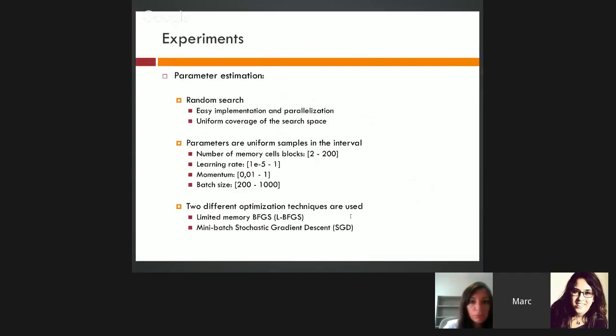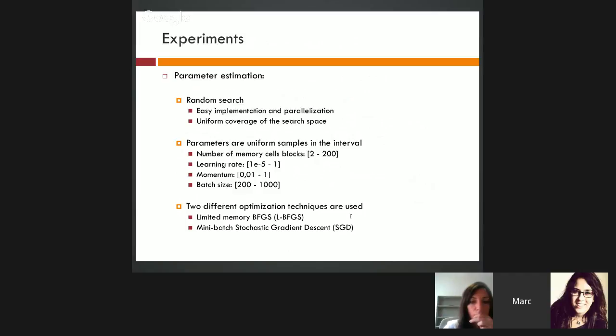Another part of the experiments is to choose the right parameters. Well, choosing and optimizing parameters is always a very difficult task in machine learning. In this work, we use random search because, well, it's easy to implement and parallelize, and it also uniformly covers all the search space.